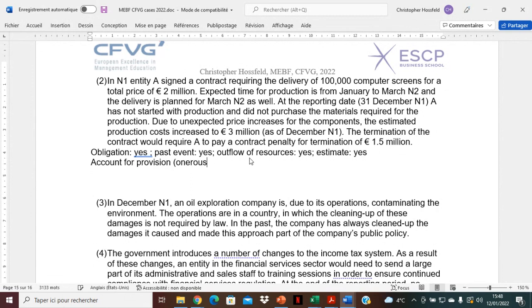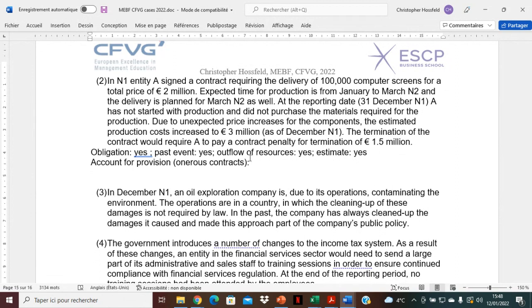Those provisions are called provisions for onerous contracts. In other words, loss-making contracts. This is a loss-making contract. The loss has to be anticipated as soon as I see it coming. So in N1, I will already account for the loss, although the loss will only be realized in N+2 when I either execute or cancel the contract. So what do you think is the amount of my provision here? What is the amount of my provision?